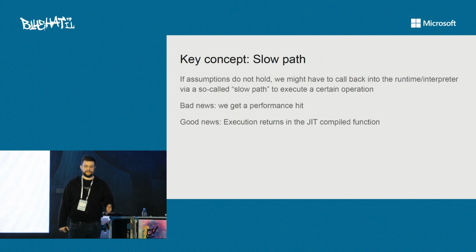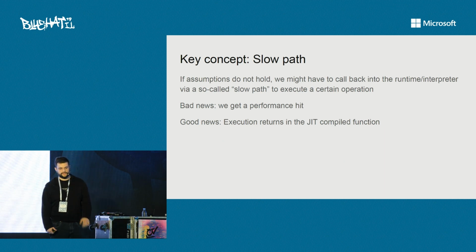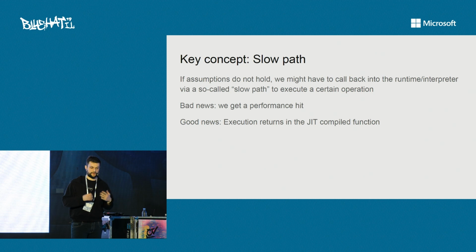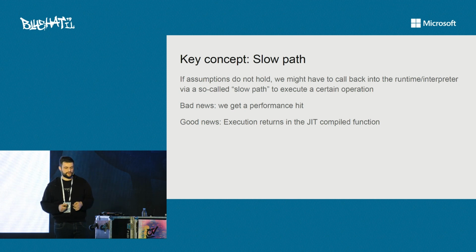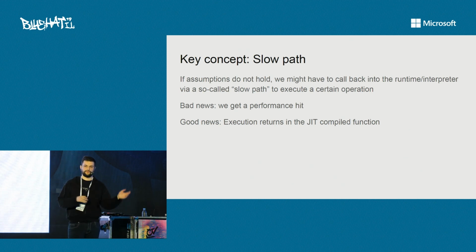So that takes us to two key concepts that I use in JIT compilation. The first one is the so-called slow path. As I said, speculative compilation will make assumptions. Those assumptions need to be checked in the code. And if something does not hold, you might have to go back into the interpreter. So that's true for addition, right? If we generate JIT code for addition of two integers, and then we have two strings, then we need to do something completely different. So we have to fall back into the interpreter via a slow path.